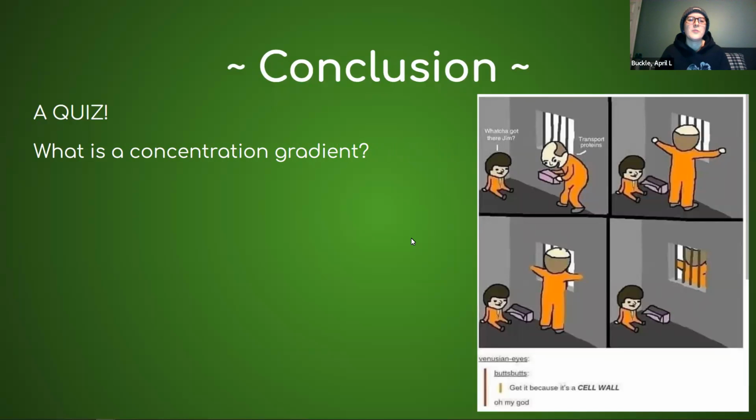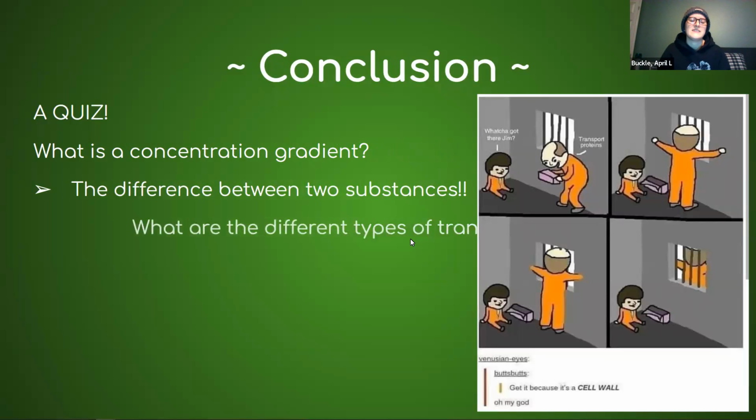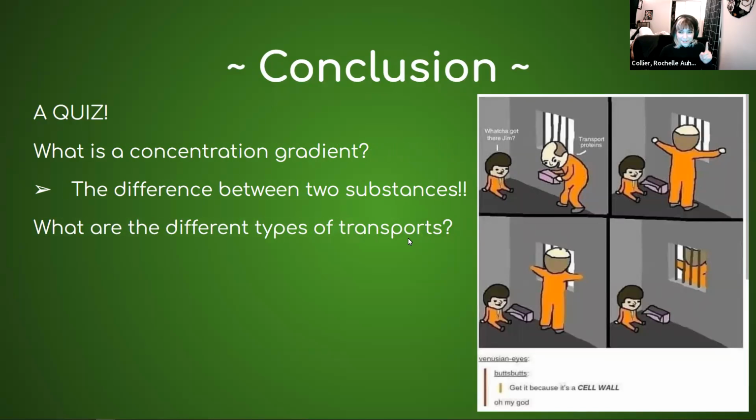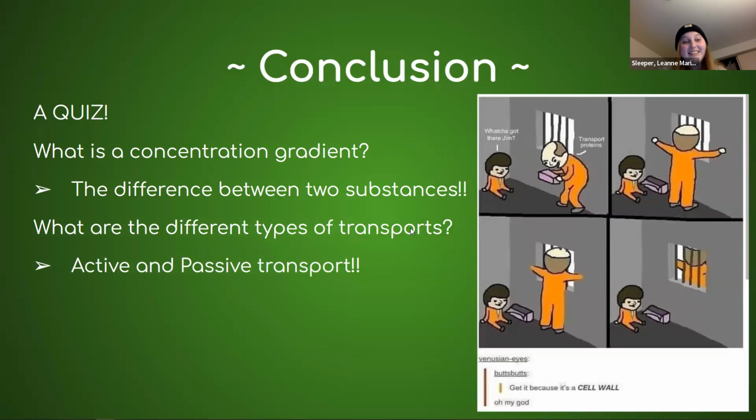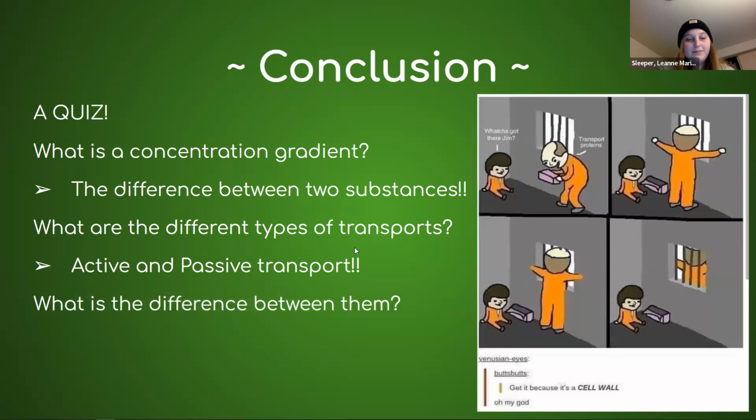That's great. What are the different types of transports? Passive and active, but also osmosis! Yes, technically osmosis is a form of active transport, but you are correct. What is a major difference between active and passive transport? Passive doesn't use ATP, but active does.